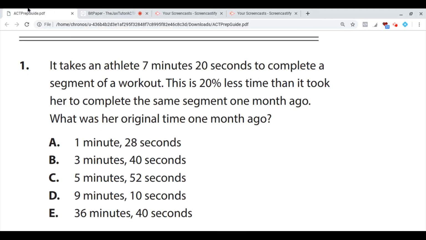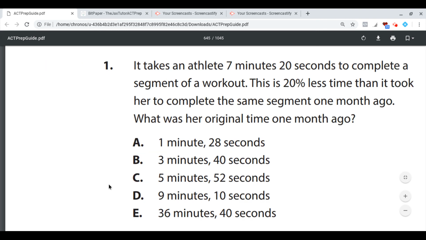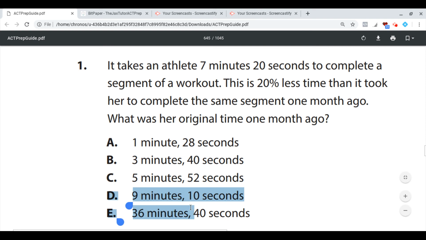So what does it say here? It is 9 minutes, 10 seconds, which is answer choice D right here. The answer choice that we see is D.